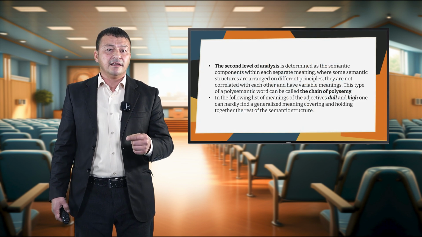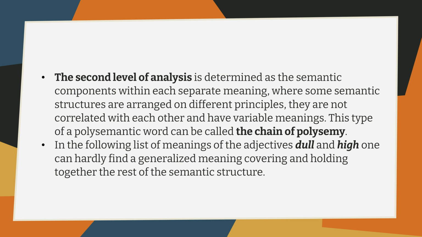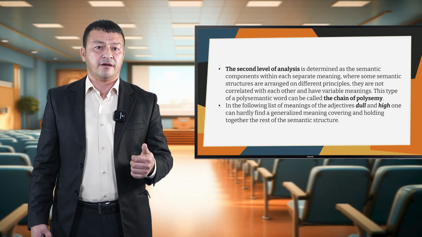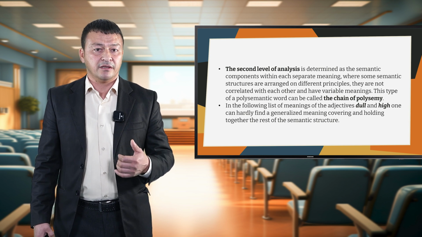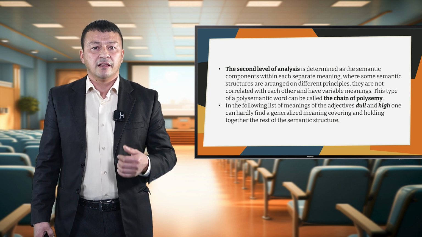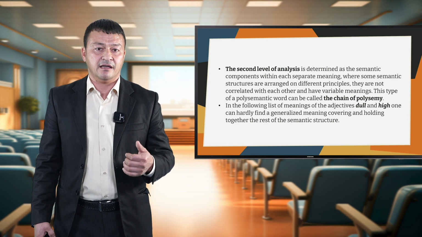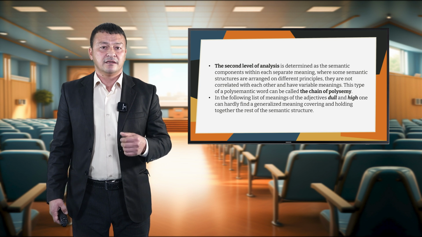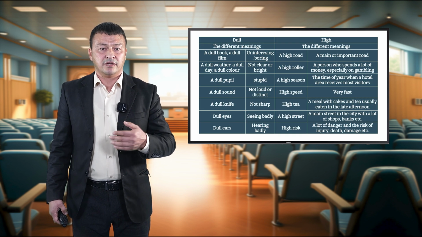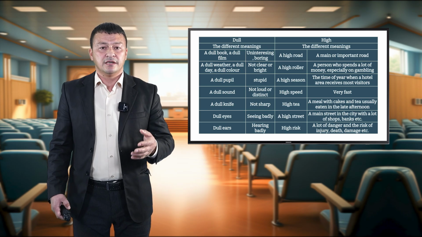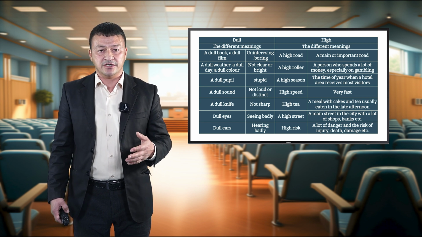The second level of analysis of polysemantic words is determined by the semantic components within each separate meaning, where the semantic structures are arranged on different principles. They are not correlated with each other and have variable meanings. This type of polysemantic word can be called a chain of polysemy or concatenation. In the following list, the meanings of the adjectives dull and high can hardly find a generalized meaning covering and holding together the rest of the semantic structure. You can observe dull and high in different meanings, and they have nothing to do with the first or primary meaning of the adjectives.